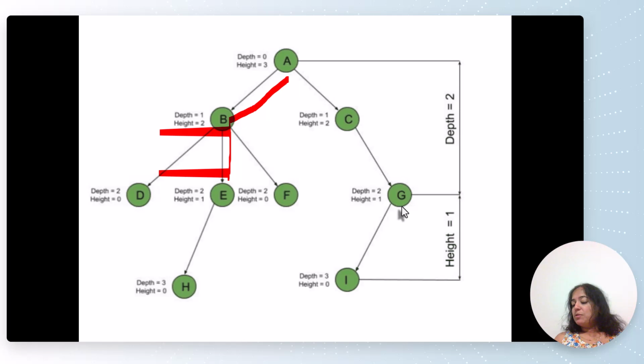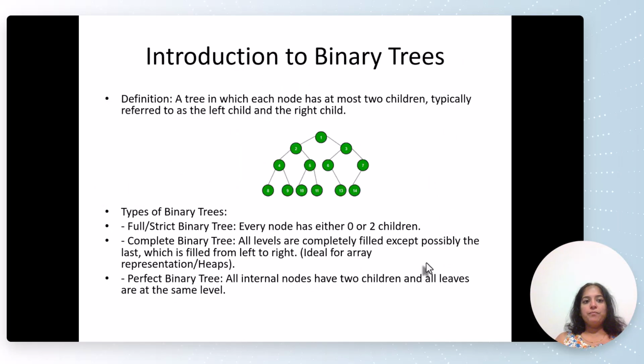Because if you count downward from G, there is one path, from G to node I. So the height is 1. But towards its root node, if you go to the root node, there is a path of length 2. So its depth becomes 2. So in case of depth, you are going to check the length up to the root node, and in case of height, you are going to check the length up to the leaf node, right? Okay.